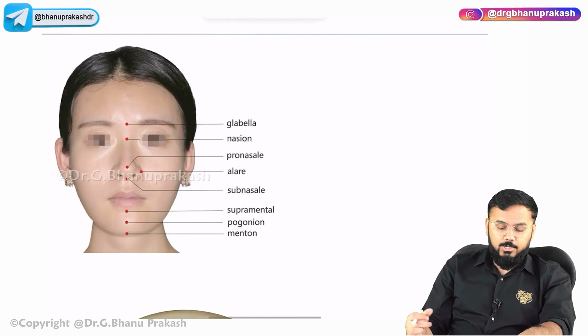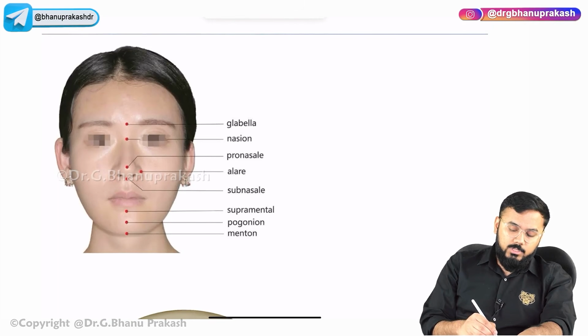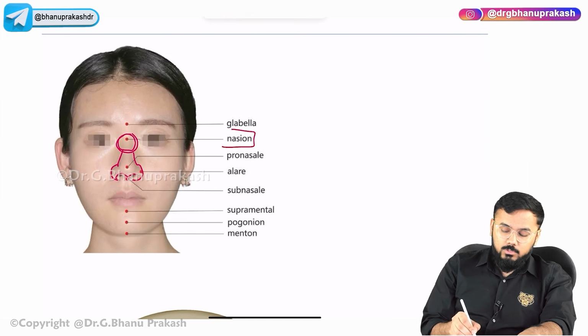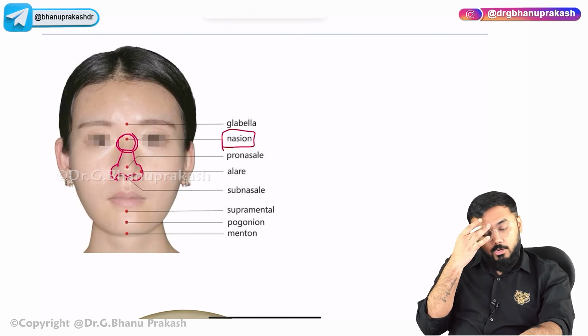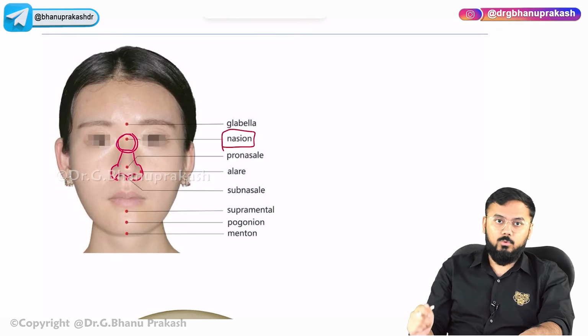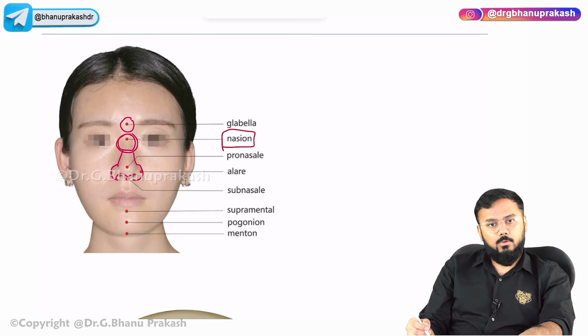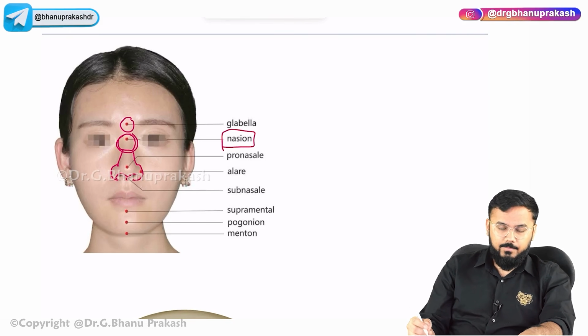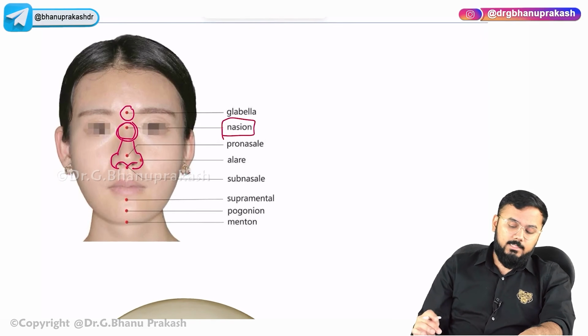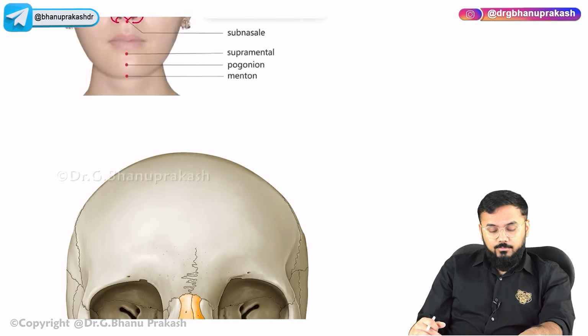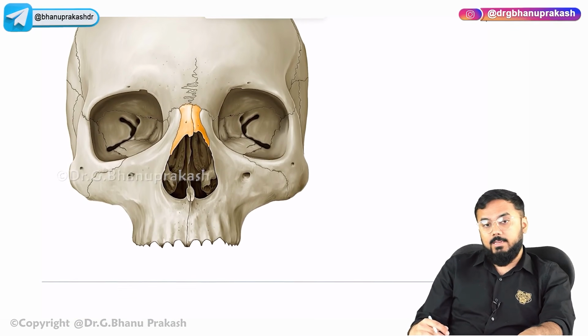Next important thing here, you see this is the nose over here, right? And I can tell you that this is the root of the nose. The root of the nose is called nasion. What is nasion? Nasion is nothing but the root of the nose. Just above that you have that swelling called glabella. So this is from outside, but if you look at the bony landmark, where is nasion present?